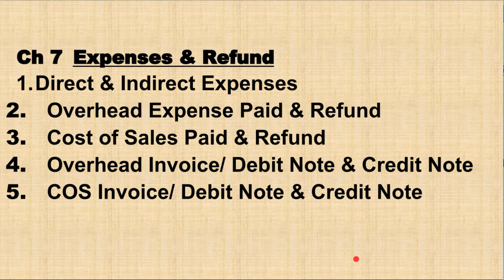Chapter number 7, expenses and refund. We start by differentiating between direct and indirect expenses. Number 2 is overhead expense paid and refund, then cost of sales paid and refund, then overhead invoice, stroke debit note and credit note, and finally cost of sales invoice, stroke debit note and credit note.